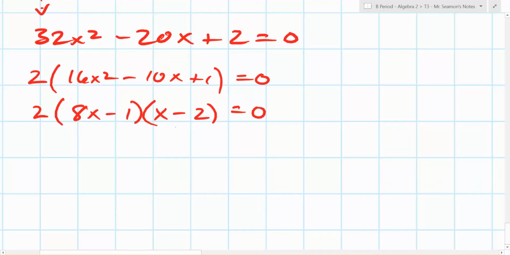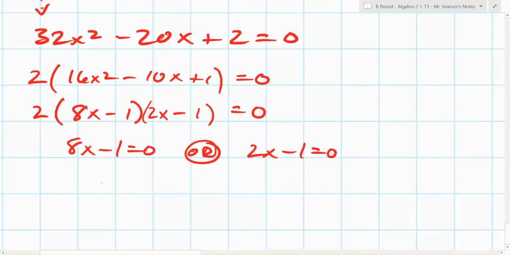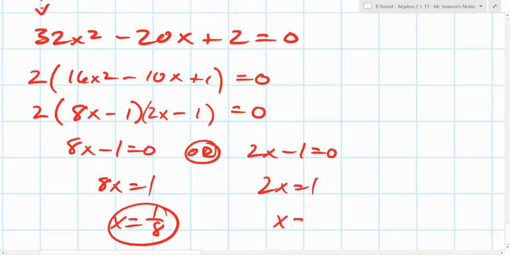What is it? It's 8x minus 1 and 2x minus 1. Yeah, that's what it was. So therefore, 8x minus 1 is equal to 0, or what is true? 2x minus 1 is 0. So 8x is equal to 1, so x is equal to 1/8. Or 2x is equal to 1, so x is equal to a half.